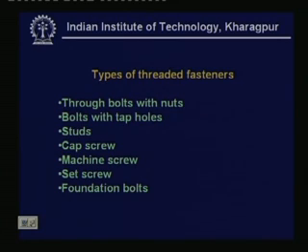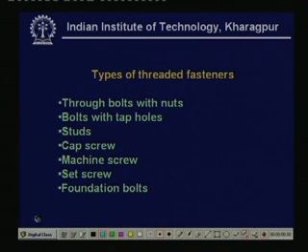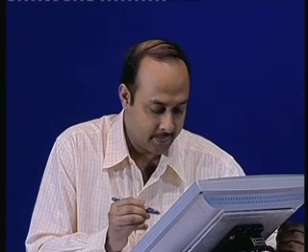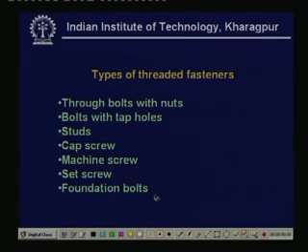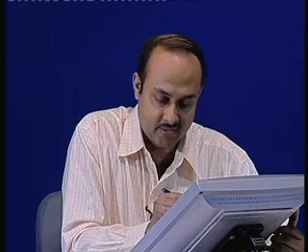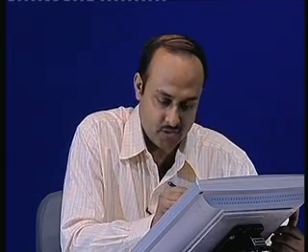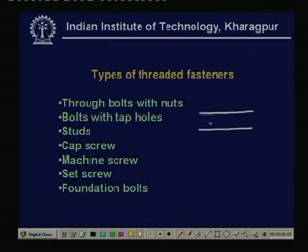Now, the first name which comes is the bolts with nuts. This is a very common type of threaded fastener which all of us are acquainted with. Let me draw a rough diagram of this kind of threaded fastener, through bolts with nuts. The purpose is to join two members. Let me denote these two members as two plates. Let us say one plate is here and the other plate is this one.